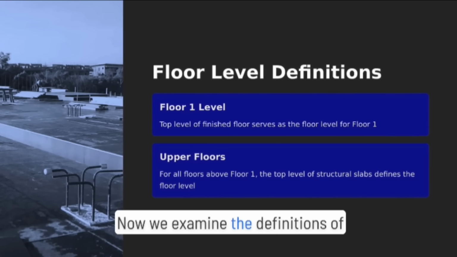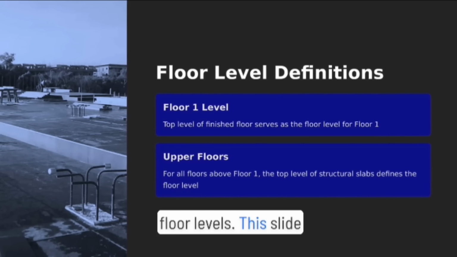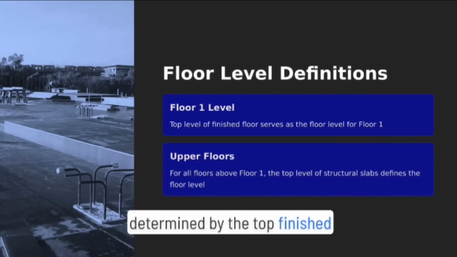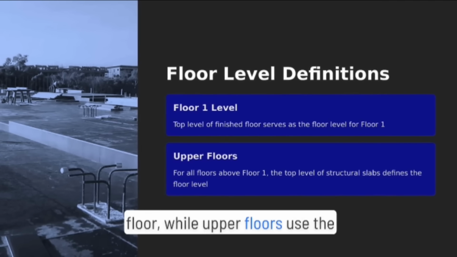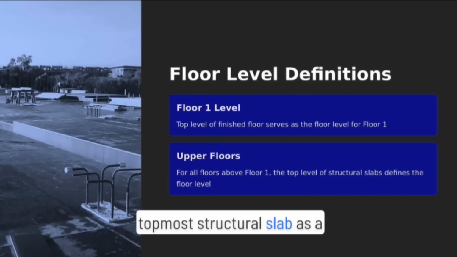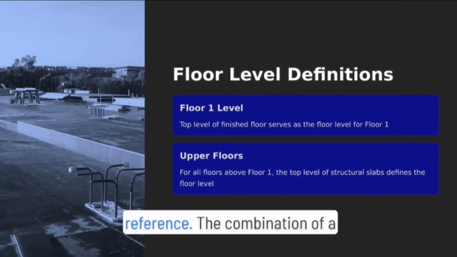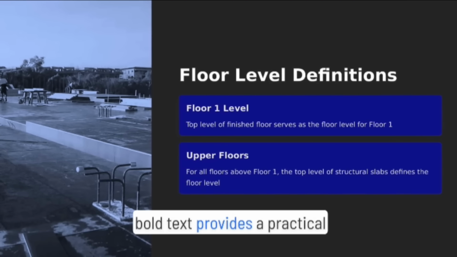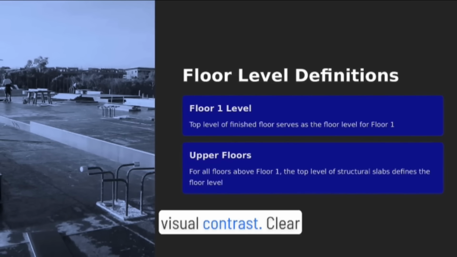Now we examine the definitions of floor levels. This slide clarifies that floor 1 level is determined by the top finished floor, while upper floors use the topmost structural slab as a reference. The combination of a construction site photograph with bold text provides a practical visual contrast.